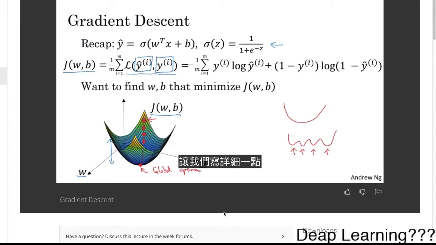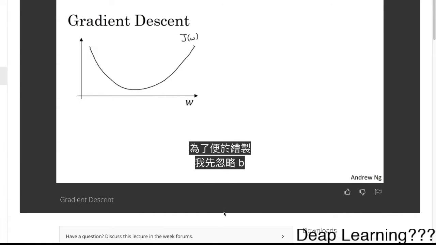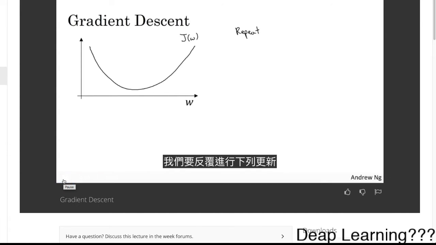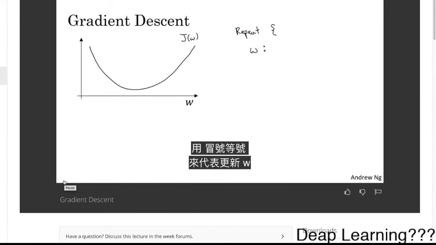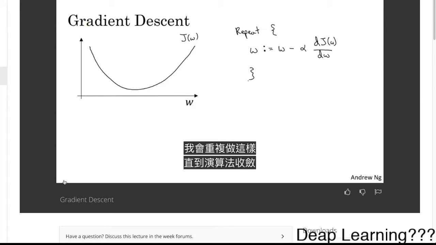Let's write out a bit more of the details. For the purpose of illustration, let's say that there's some function J of W that you want to minimize, and maybe that function looks like this. To make this easier to draw, I'm going to ignore B for now, just to make this a one-dimensional plot instead of a higher dimensional plot. So gradient descent does this. We're going to repeatedly carry out the following update. I'm going to take the value of W and update it. I'm going to use colon equals to represent updating W. So set W to W minus alpha times this derivative, d J of W over dW. And we'll repeatedly do that until the algorithm converges.